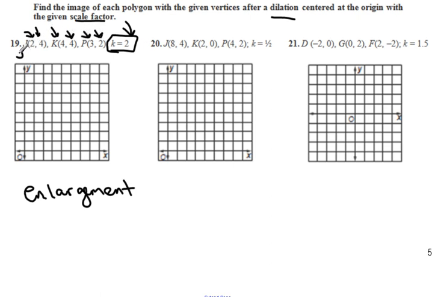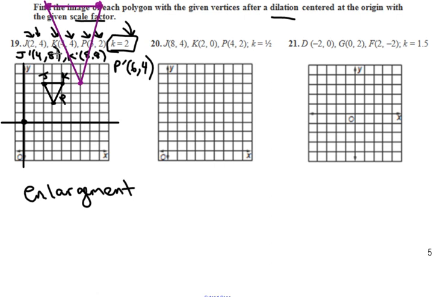So J prime will become 2 times 2, which is 4, 4 times 2, which is 8. K prime will become 4 times 2, which is 8, 4 times 2, which is 8. And then P prime will become 3 times 2, which is 6, 2 times 2, which is 4. And I'd like for you to graph the original and then graph the image, so you can get an idea of what it looks like. Clearly I didn't give enough room on this graph, so if you extended the graph and looked at the points, they would fall outside of the graph, and clearly this is an enlargement.